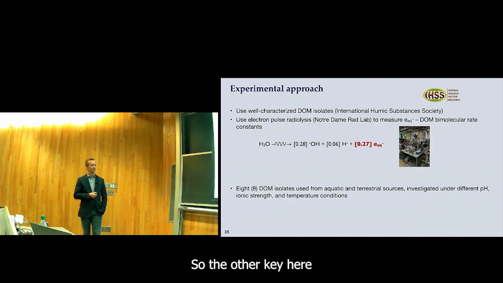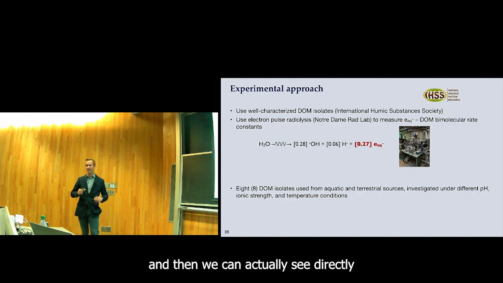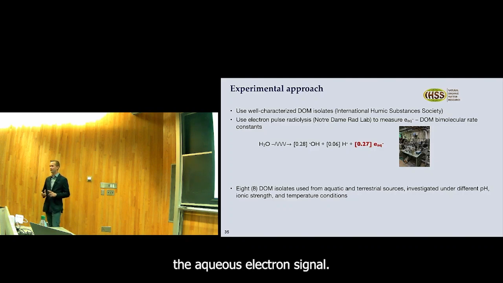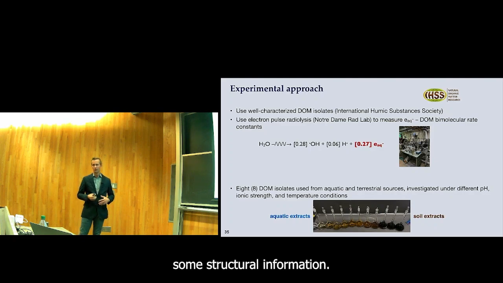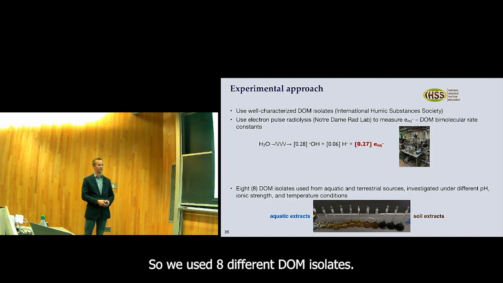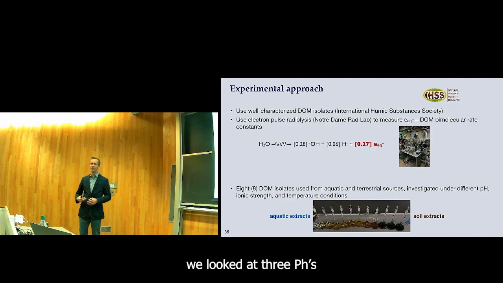So the other key here is that in this ionizing radiation, it does produce a known amount of aqueous electron. And so we can spike in tertiary butanol, which scavenges out the hydroxyl radical, and then we can actually see directly with the transient absorption spectroscopy the aqueous electron signal. We were trying to get some structural information, what factors of the NOM control its reactivity with aqueous electrons. So we used 8 different DOM isolates. Some of them we looked at 3 pHs and temperatures and different ionic strengths as well.